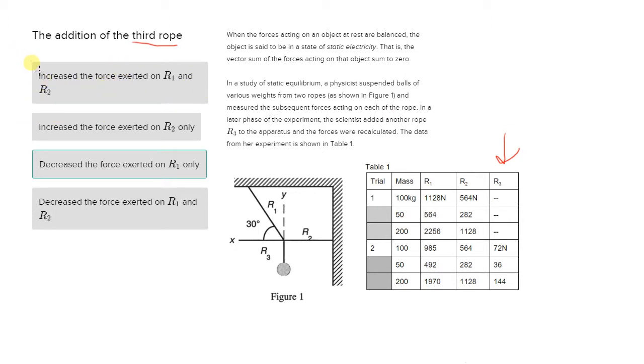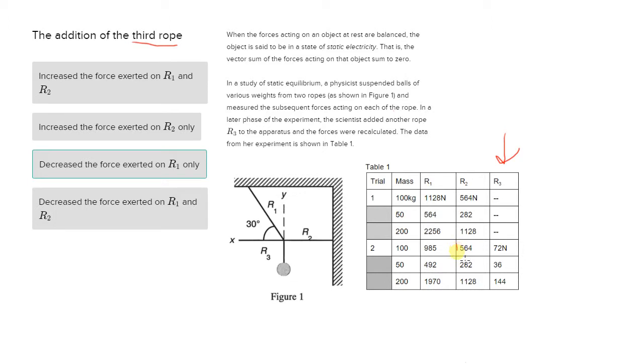So our first answer option is the addition of the third rope increased the force exerted on R1 and on R2. So if we look at our table, we look at trial 1 and we look where we added the third rope, what we're doing now is comparing R1 and R2 from trial 1 to trial 2. So if you look at R2 for example, in trial 1, when the mass was 100 kilograms, the force in R2 was 564. In trial 2, when the mass was 100 kilograms, same as before, the force in R2 is actually the same.